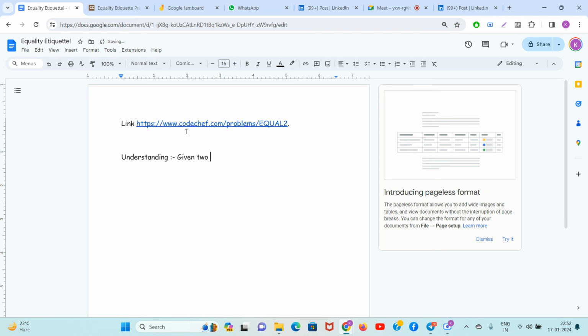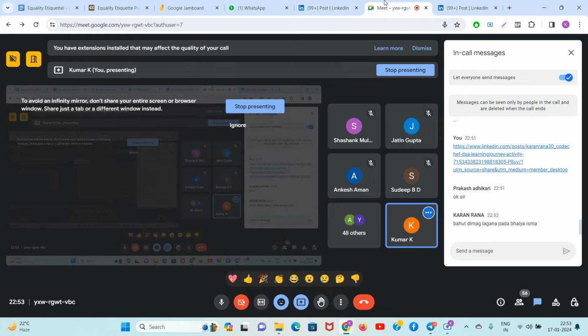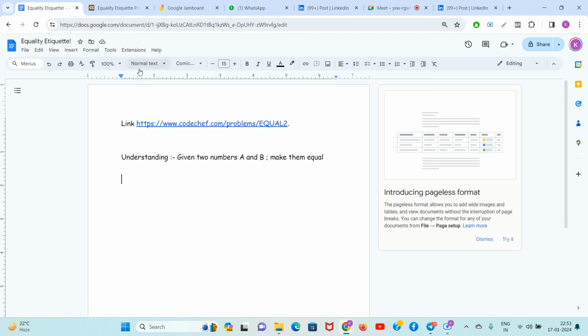Given two numbers A and B, make them equal. Guys, that's it. That's our task. We have to make these two numbers equal. You can do any number of operations, and you have to decide yourself.